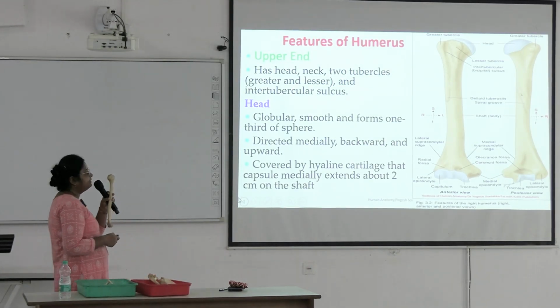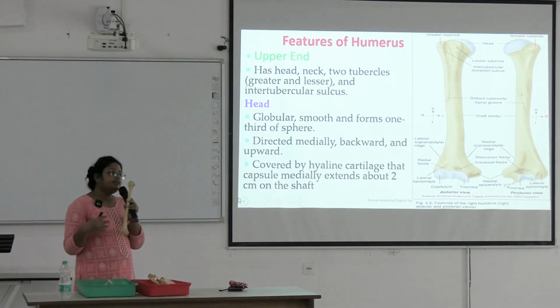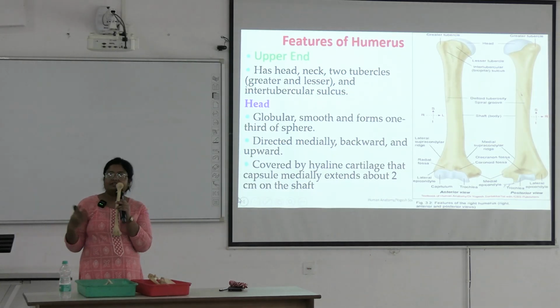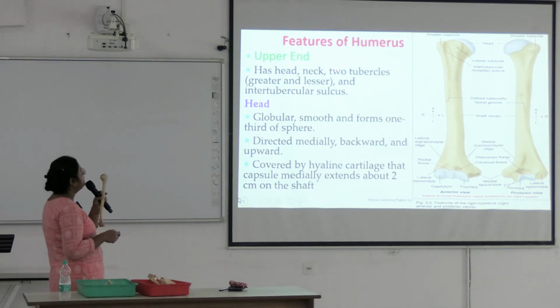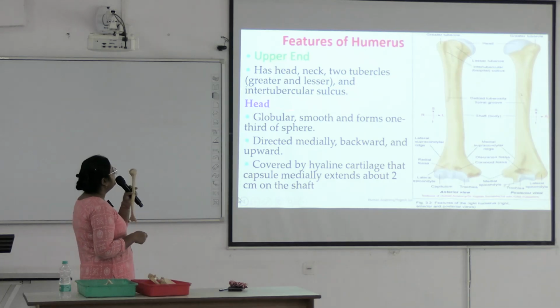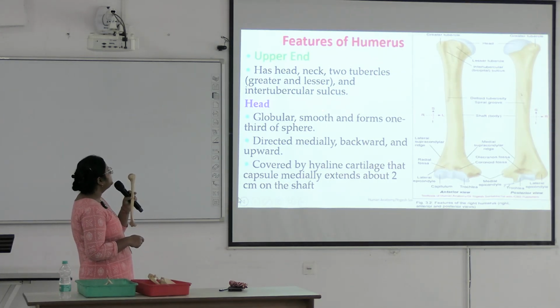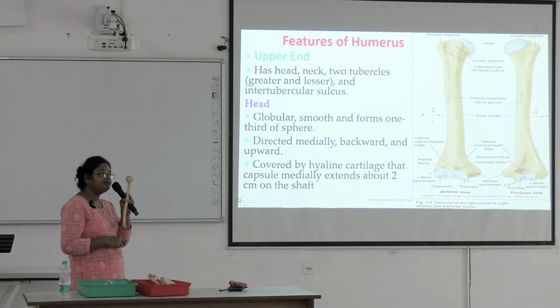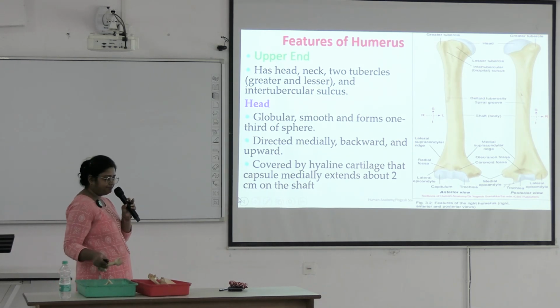Okay, so upper end. Now we will discuss individual parts and their different attachments. So first is the upper end. It has a head, neck, two tubercles, greater and lesser tubercle, and intertubercular sulcus. Head is globular, smooth, forms one-third of a sphere, directed medially, backward and upward.